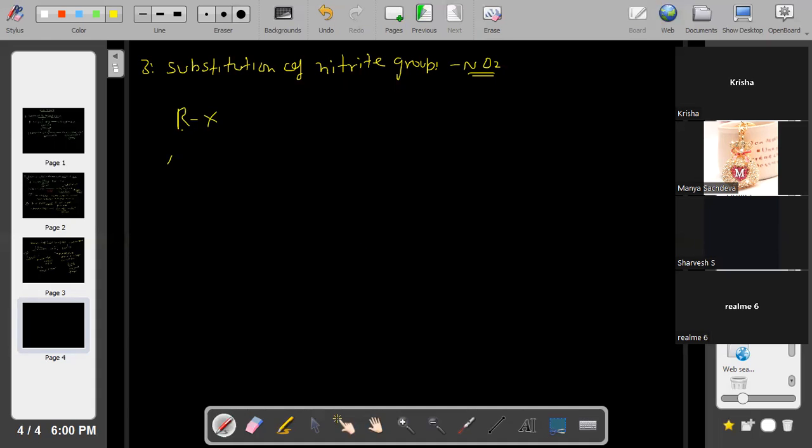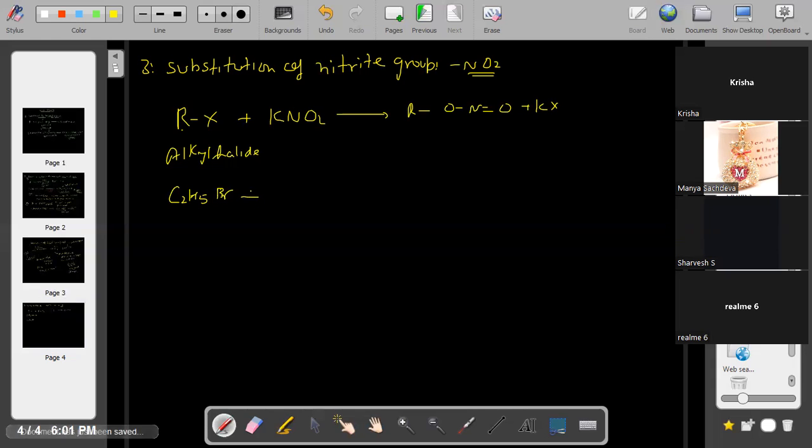RX means alkyl halide, as in the name of the chapter. An alkyl halide undergoes a reaction with KNO2, potassium nitrite, and you will get RONO plus KX. Again, R is C2H5; you can take C3H7 also. Here it is Br, or Cl, any choice of yours. You can take iodine also.